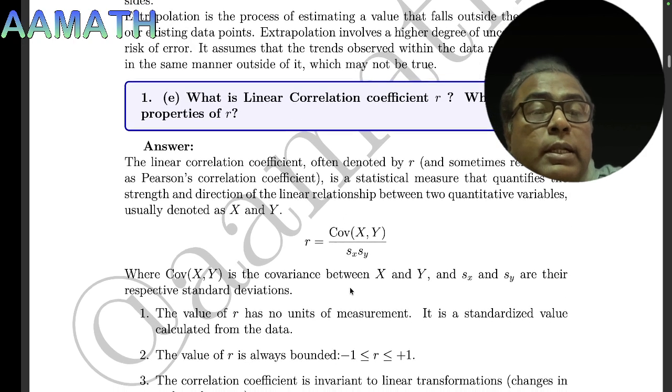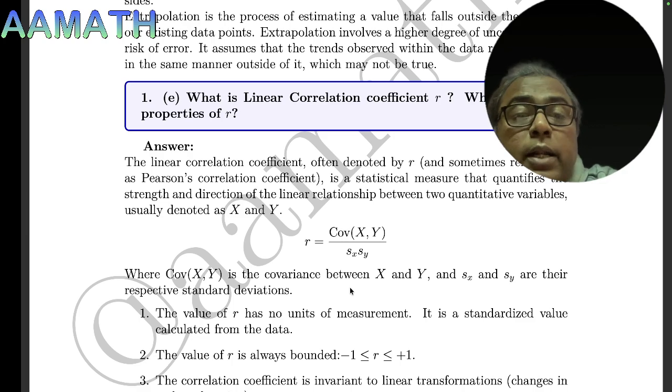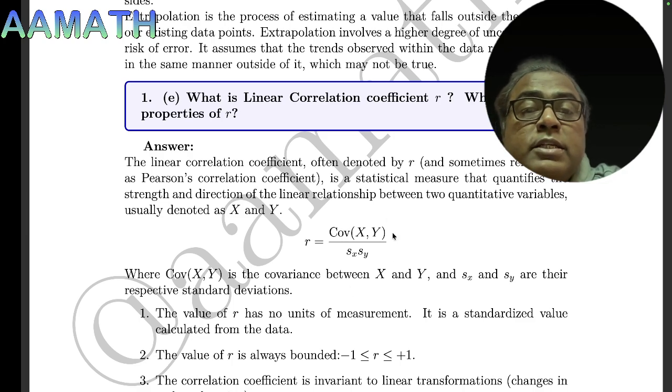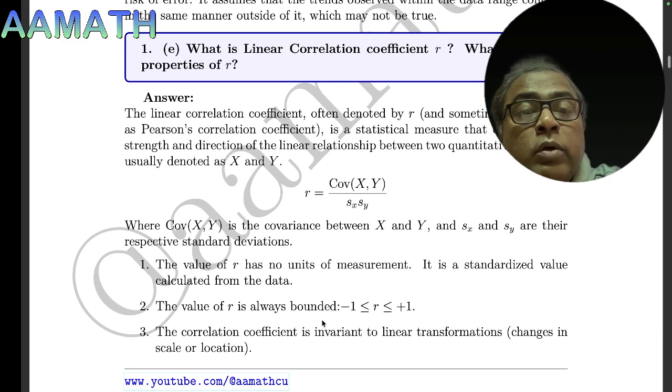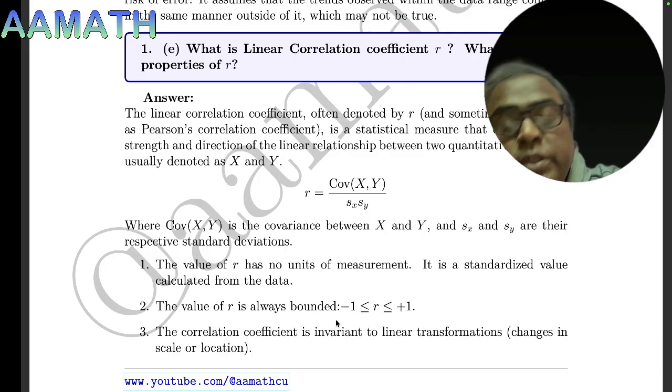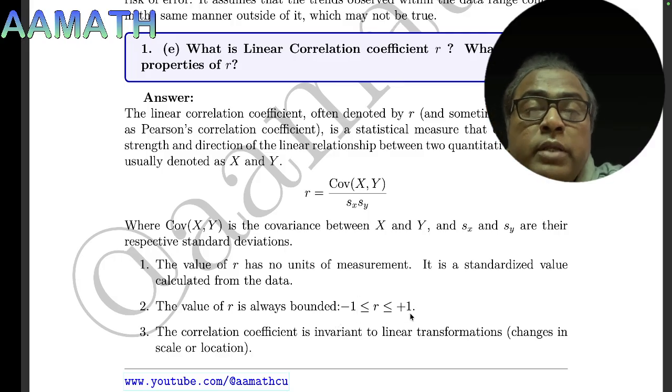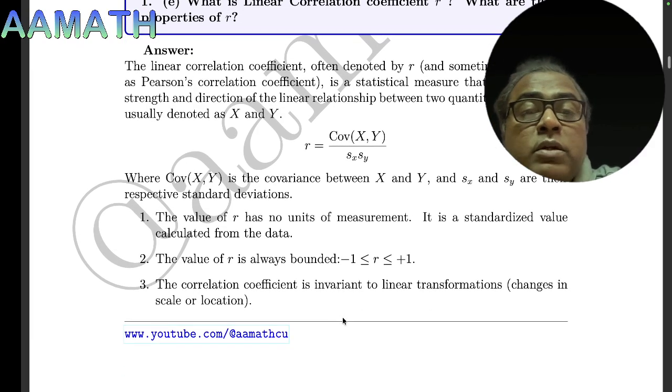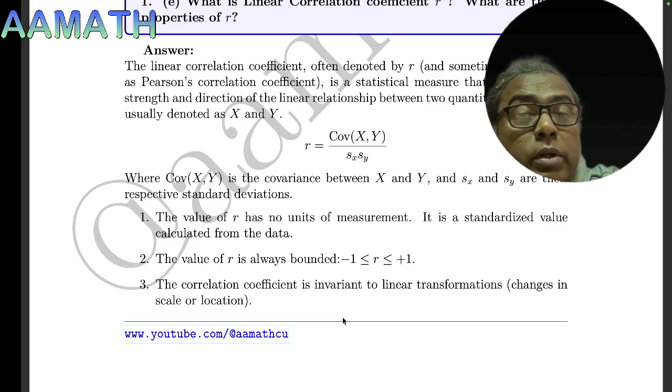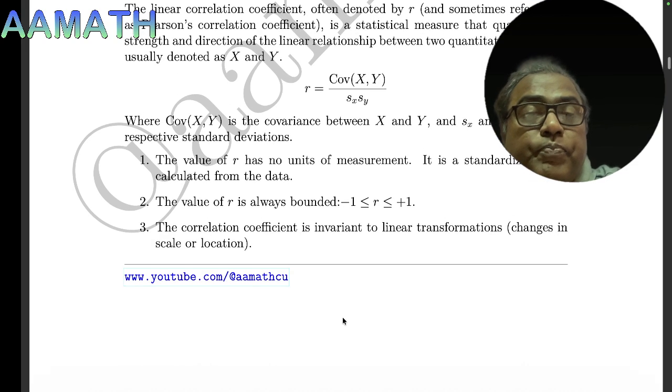The value of R has no units of measurement. This is the ratio, no unit of measurement. It is a standardized value calculated from the data. The value of R always lies within -1 and +1, including -1 and +1. The correlation coefficient is invariant to linear transformation, that is, to changes in scale or location.